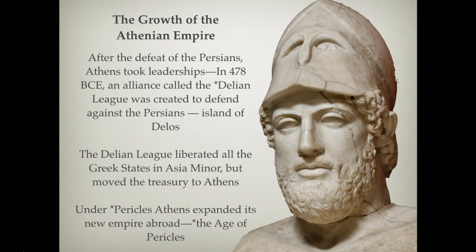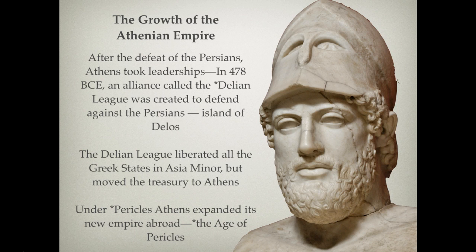The Delian League went on to liberate all the Greek city-states in Asia Minor, but eventually moved the treasury to Athens. Now, of course, as you would imagine, this would upset those that were part of the Delian League. The idea was that the Athenians needed to better safeguard the wealth that was sacrificed by the other Greek city-states for the protection. And so it turned to Athens to provide this protection.